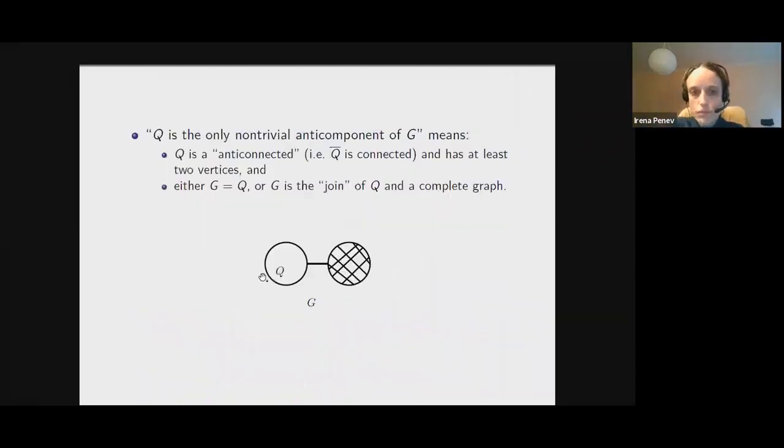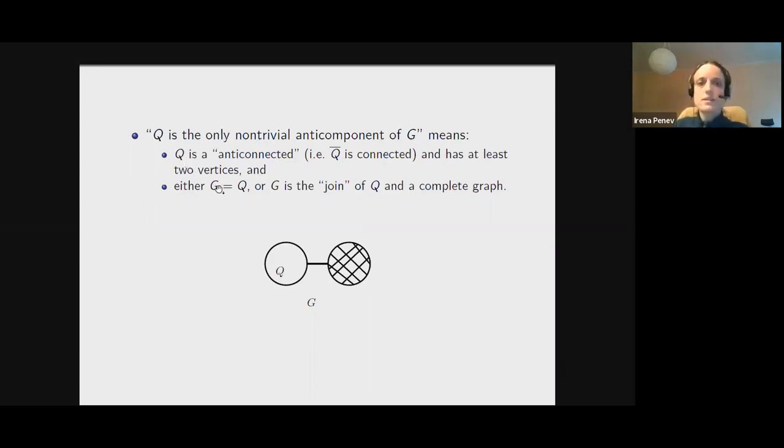Now, what you will hear me say repeatedly in this talk is something like this. Q is the only non-trivial anti-component of G. What does that mean? Well, the first thing that it means is that this Q is some sort of anti-connected graph. What does anti-connected mean? Well, it means if you take the complement, you get a connected graph. And well, non-trivial means it has at least two vertices. Okay, so that's the first thing that it means.